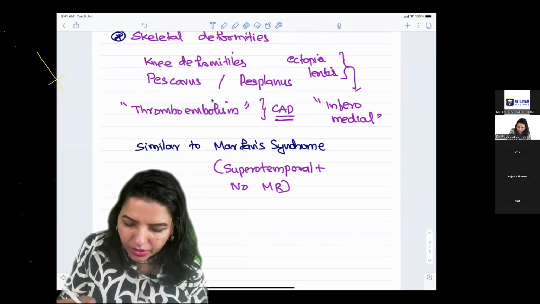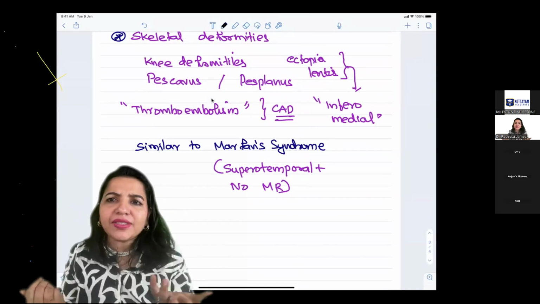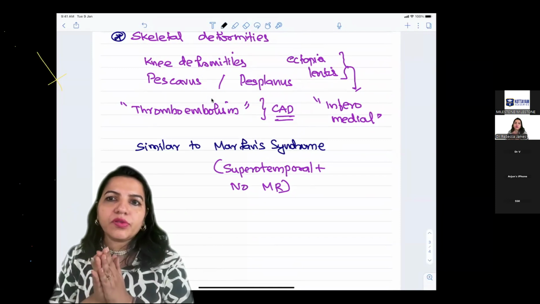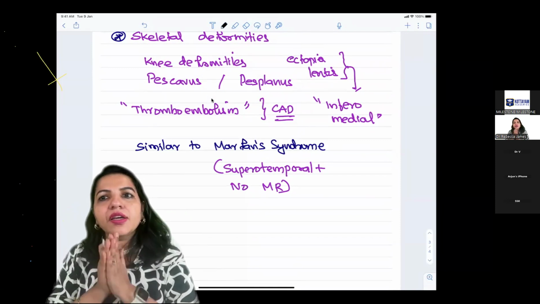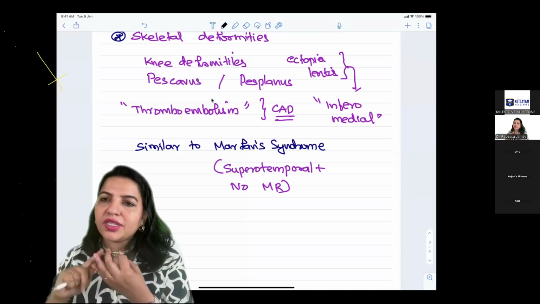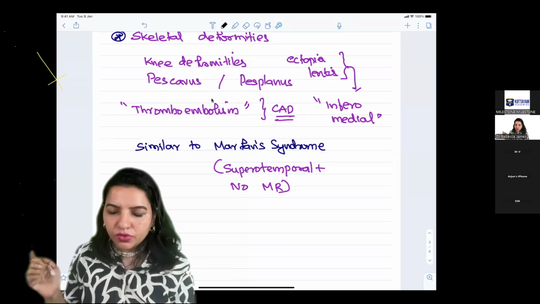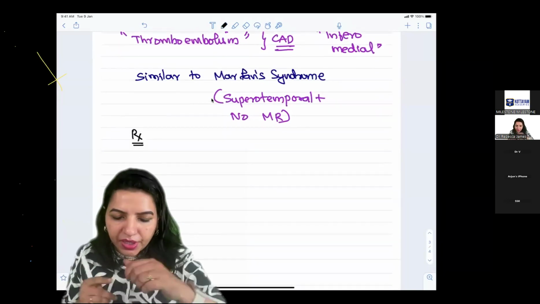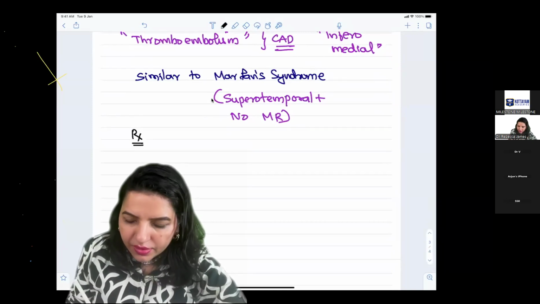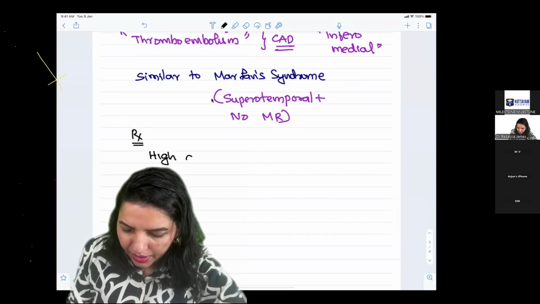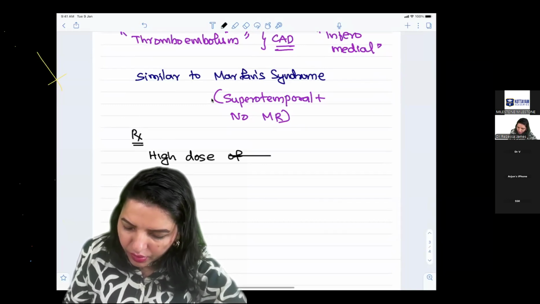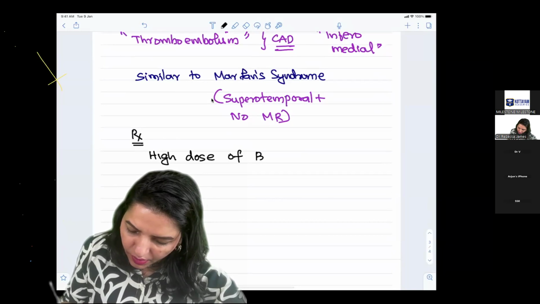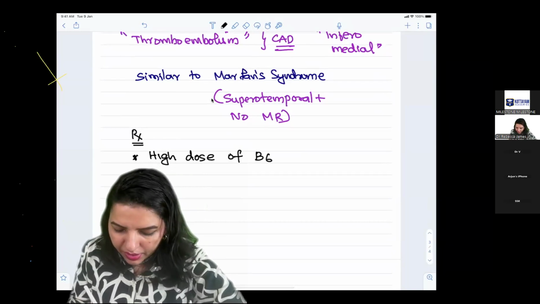I have told you about the tests that we do here, plus all the mutation studies, enzyme studies. Like in every metabolic disorder, whichever investigations are there, you can do them here also: enzyme studies, mutation studies, chromatography. Plus, what is the treatment? The treatment here is a high dose of B6.